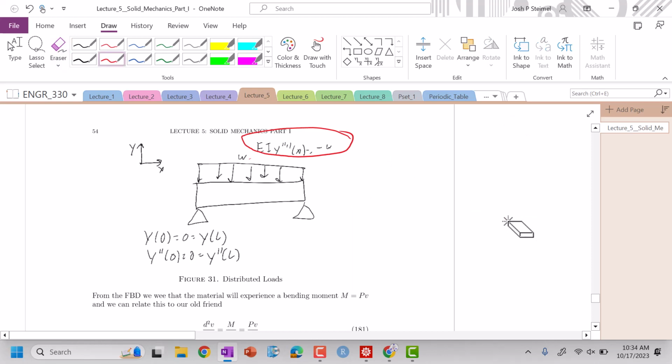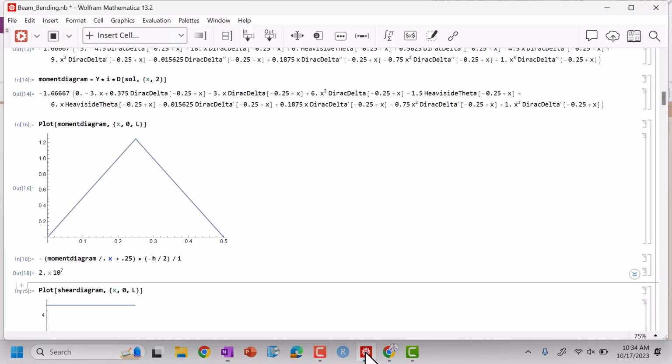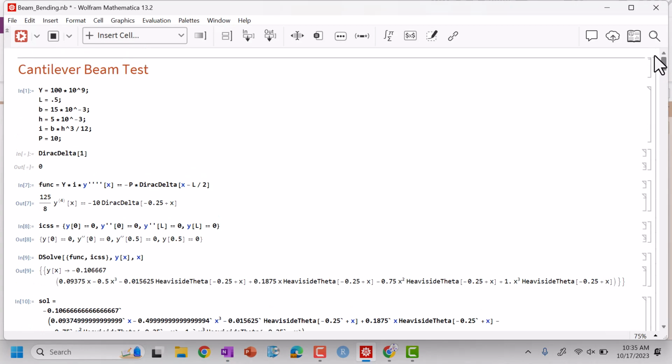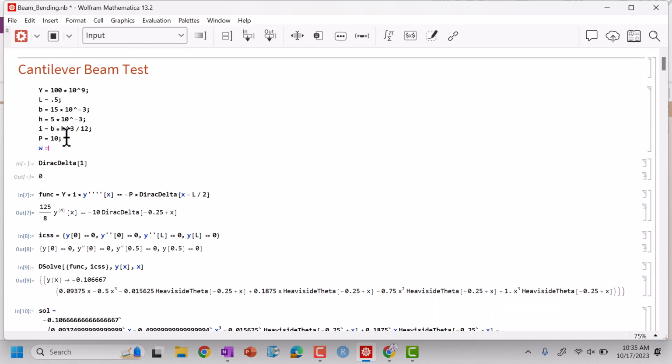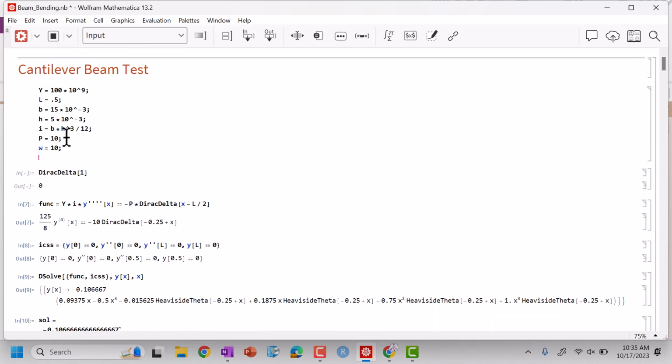So what about our boundary conditions? They're exactly the same in this scenario. So now we're just looking at a distributed load. So we can go ahead and just change our parameter now. Instead of P, I'm going to do a W. I'm going to say equal to 10.